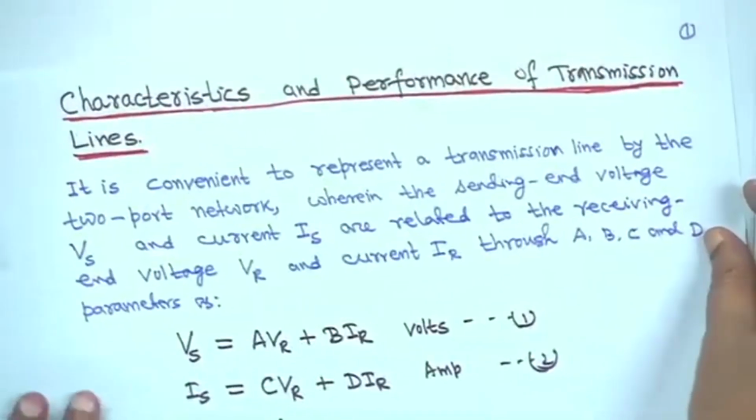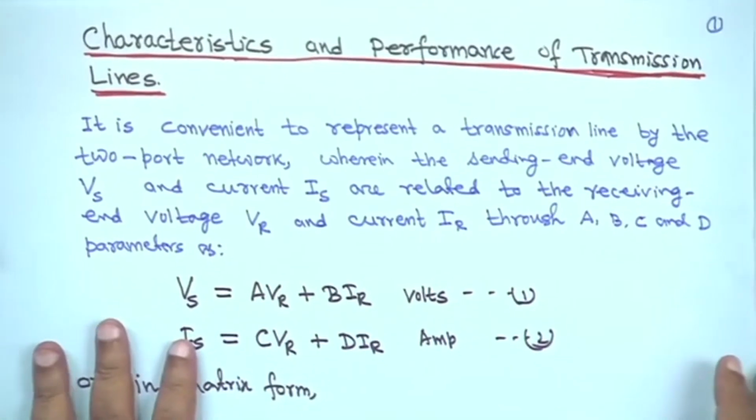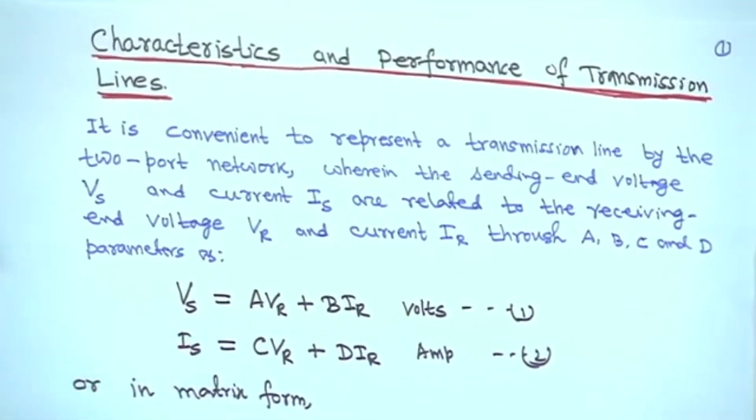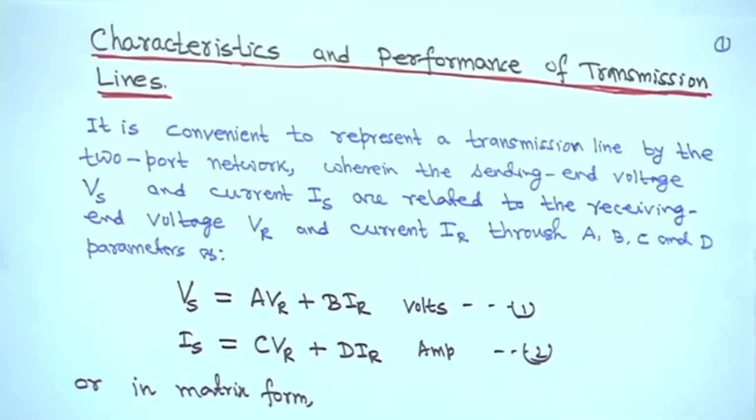For the characteristics of the transmission line, right. This is another new topic for you. Whatever phasor diagrams we have made in the previous cases will come here also, and those equations will come, right. Generally, it is convenient to represent a transmission line by a two port network, wherein the sending end voltage Vs and the current Is can be related to the receiving end voltage Vr and the current Ir through ABCD parameters, right.